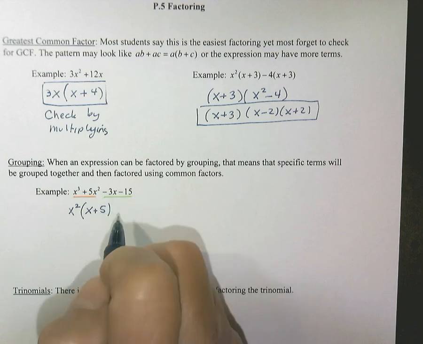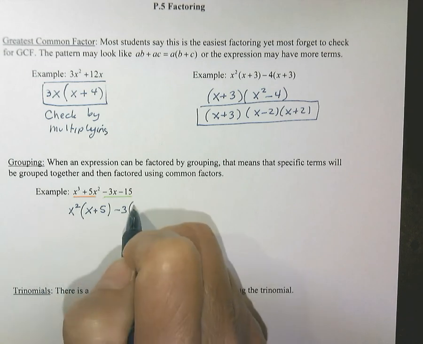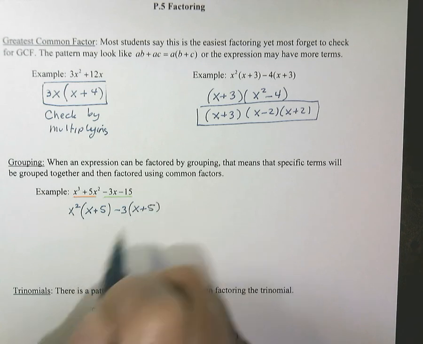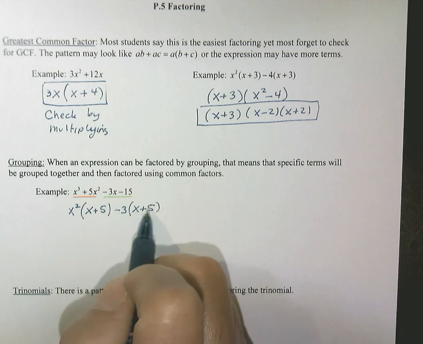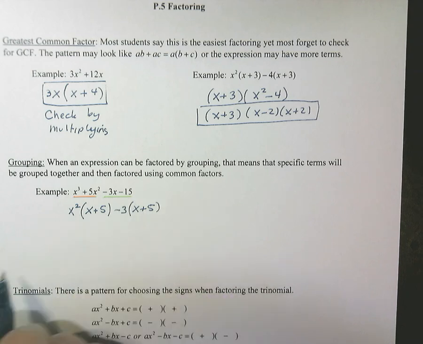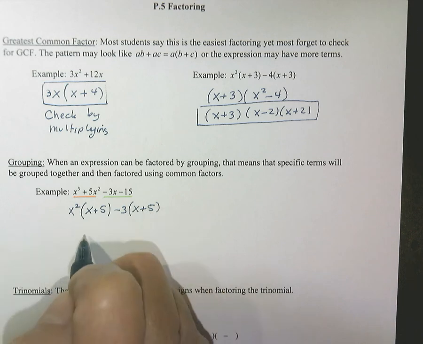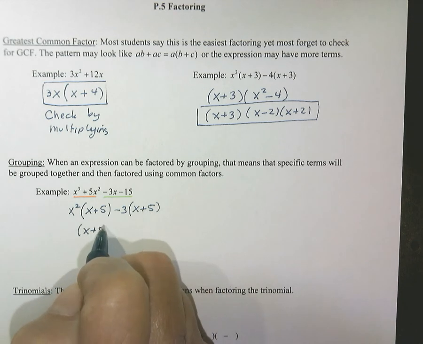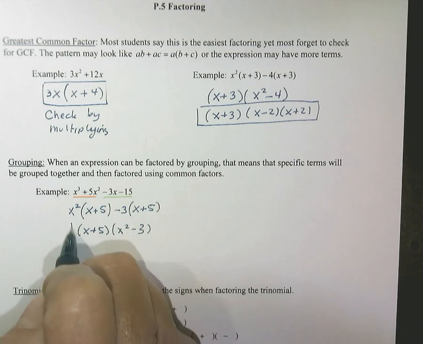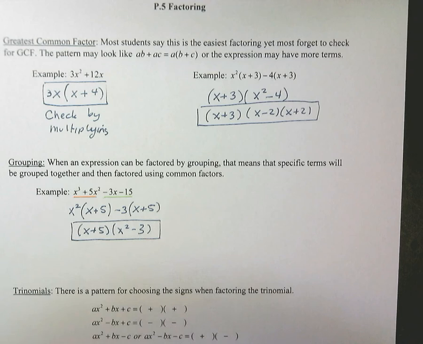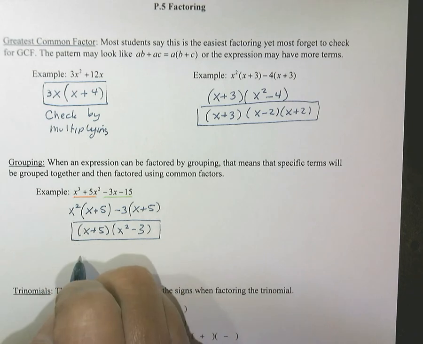Common factor is going to be negative 3. So I put a negative 3 here. And I'm going to be left with x plus 5. Check again, negative 3x, right there. Negative 3 times 5 is negative 15. Now this is a greatest common factor. This x plus 5 is common to both of these. So I'm going to write x plus 5 and x squared minus 3. This does not go any further. That's where it stops. Check by multiplying.